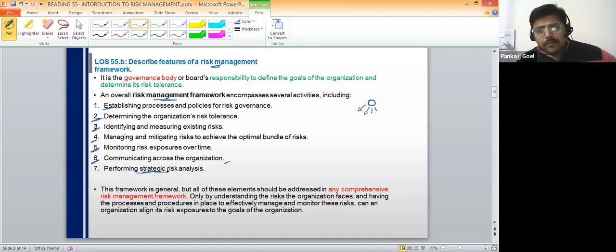And then we perform strategic risk analysis. So this is a comprehensive risk management framework. Here we know the management and organization goals, and how much maximum risk the organization can take. So accordingly, we try to allocate the risk to the different assets. Okay, the maximum risk which can be taken from this asset is this much. From this particular process, maximum risk can be taken this much. In this manner, the whole risk management framework works.